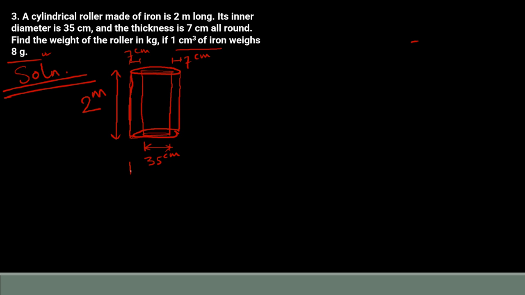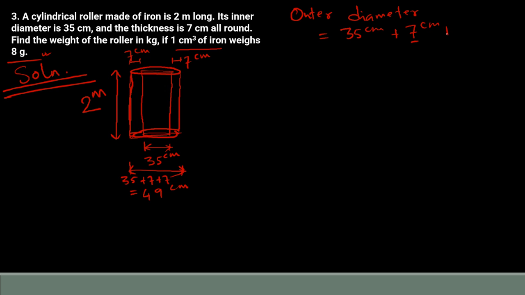So what is the outer diameter? 35 plus 7, right? This side is 7, this side is 7. Middle diameter, inner diameter is 35. So the outer diameter will be 35 plus 7 plus 7, so 49 centimeter. So basically we'll first write outer diameter equals 35 centimeter plus 7 centimeter plus 7 centimeter. So you get this value as 49 centimeter.